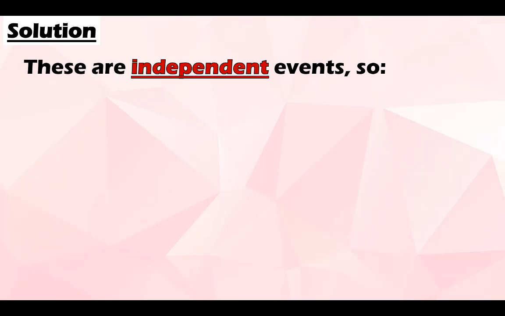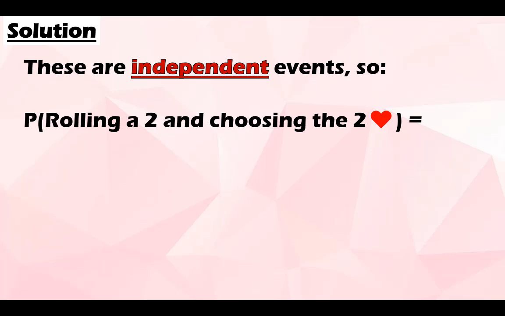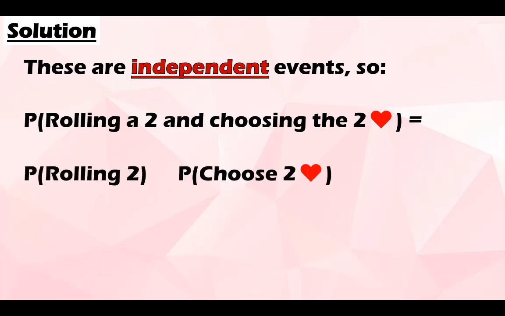So we can just compute each probability separately and not have to worry about the probability of B given A. So the probability of rolling a 2 and choosing the 2 of hearts will be the probability of rolling a 2 times the probability of choosing the 2 of hearts. Notice there's no condition on that second probability because these were independent events. The multiplication rule says multiply these together to get the answer.